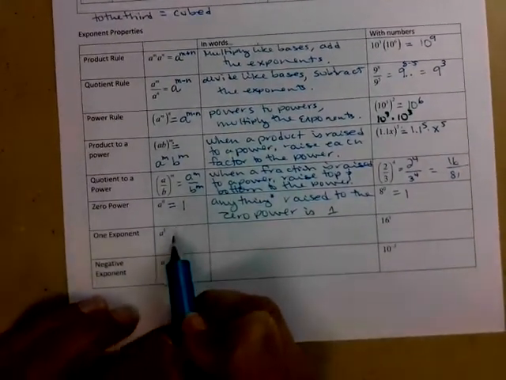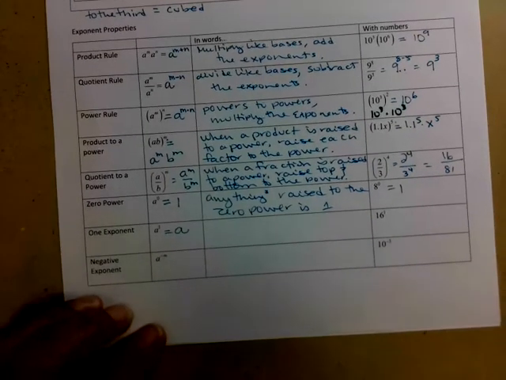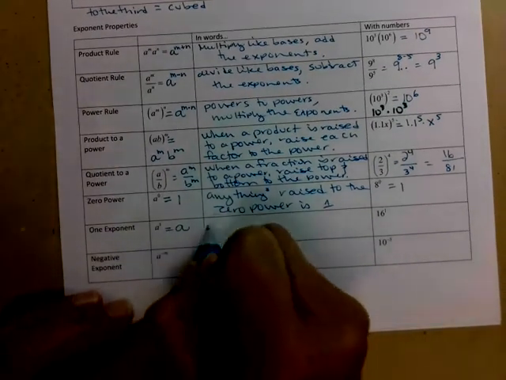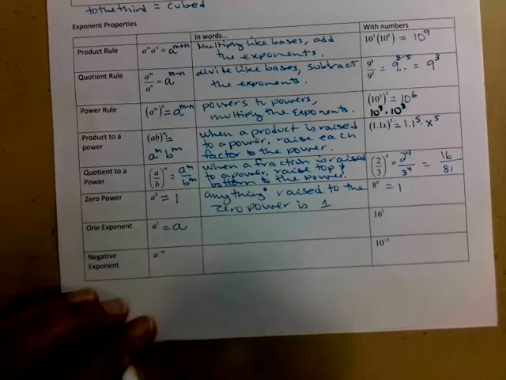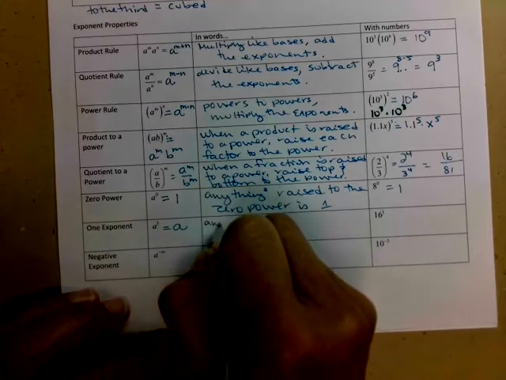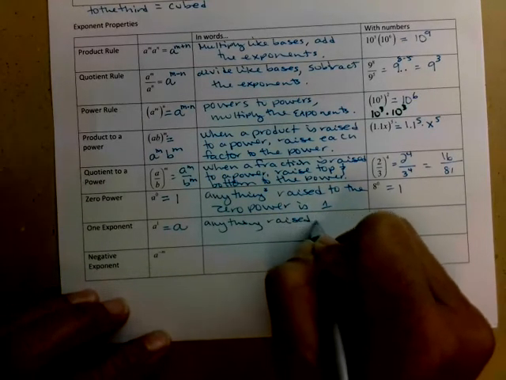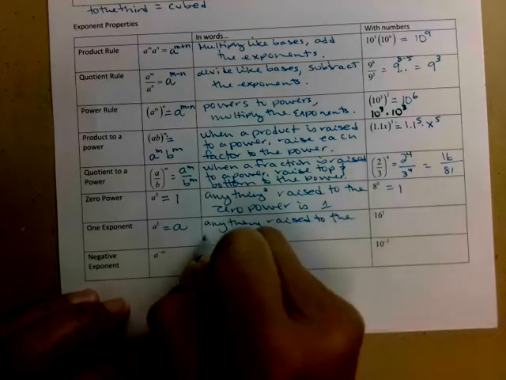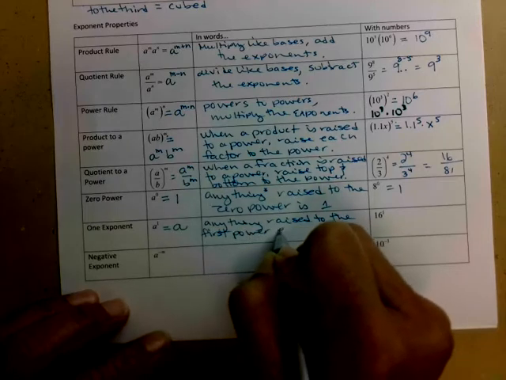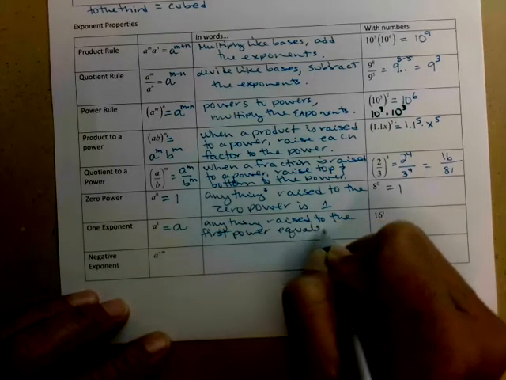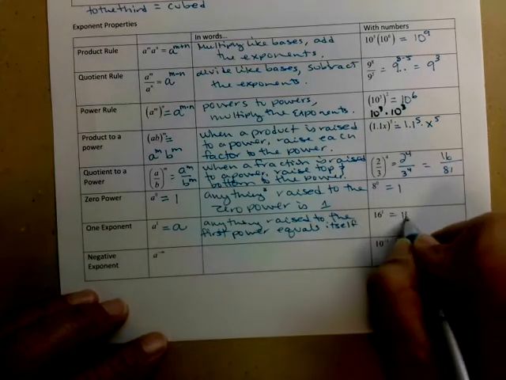Something raised to the first power, a to the 1, is equal to a. So if the exponent is 1, usually we don't write that. Anything to the first power is equal to itself. Anything raised to the first power equals itself. So 16 to the first is just 16.